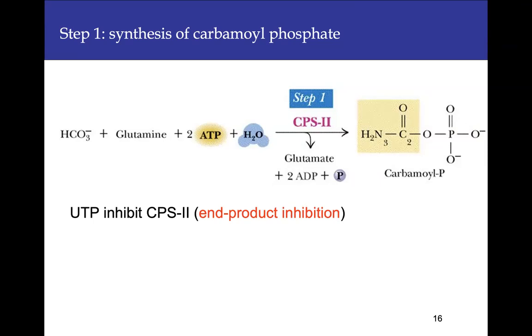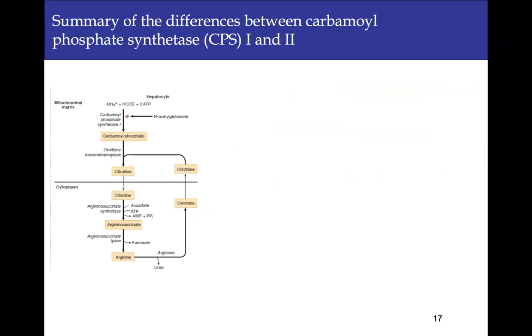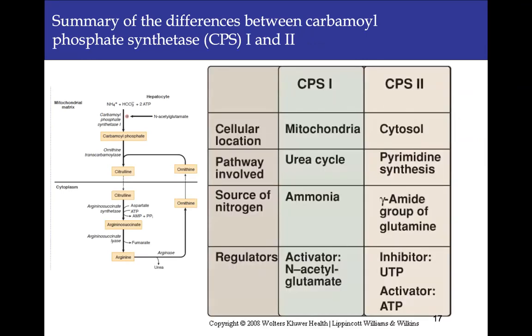So UTP inhibits CPS1. UTP is the end product, right? End product inhibition again is taking place here. UTP is inhibiting CPS1. So it's important to understand the differences between CPS1, or carbamoyl phosphate synthetase 1, and CPS2, carbamoyl phosphate synthetase 2. Both of these enzymes have similar functions, but they are very different in terms of where they're located, what they're doing, etc.